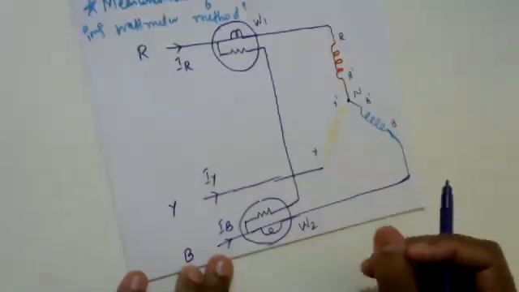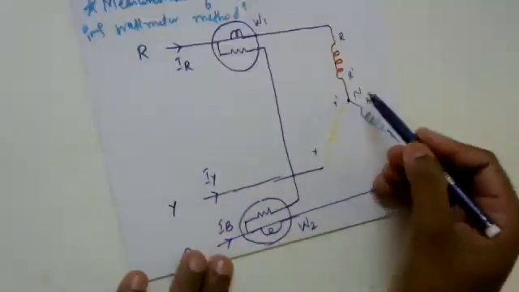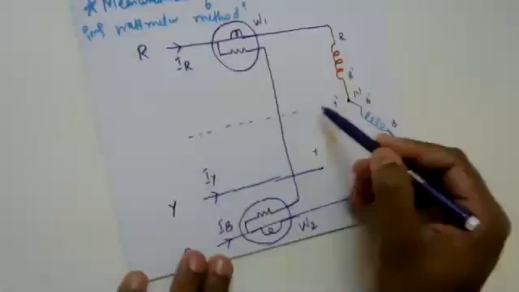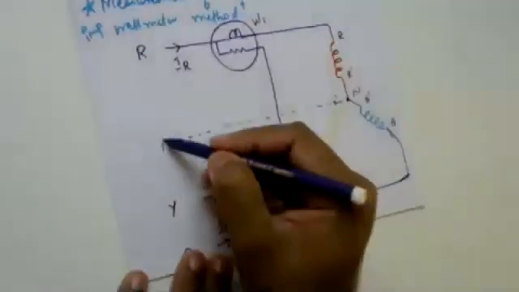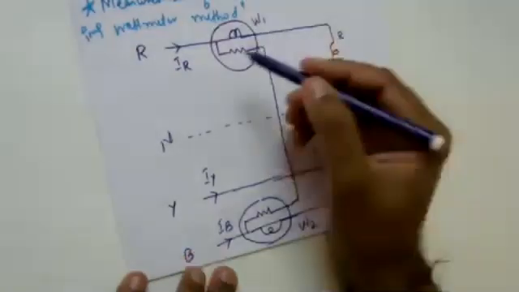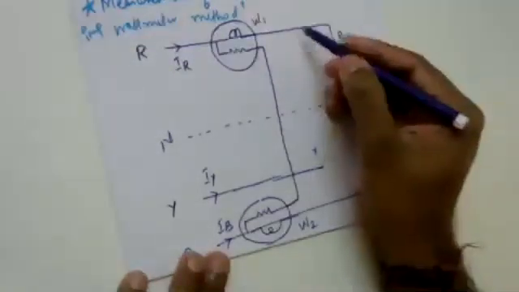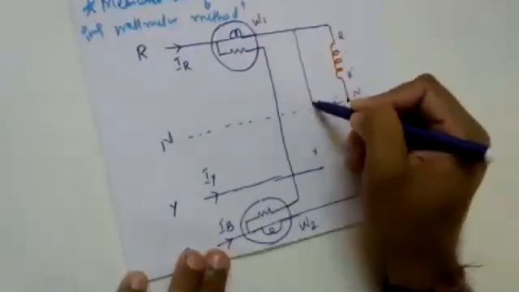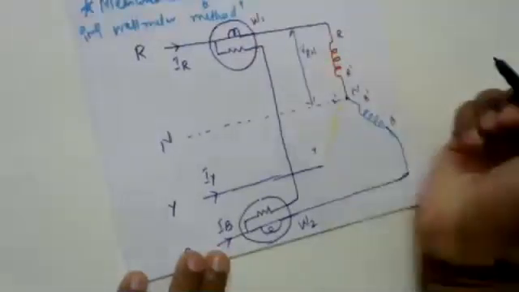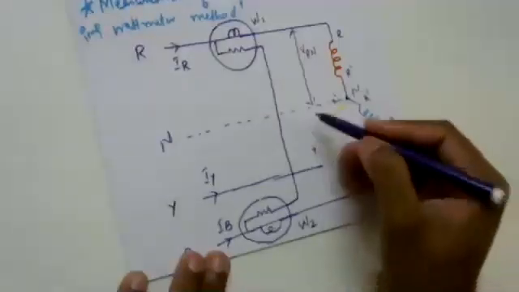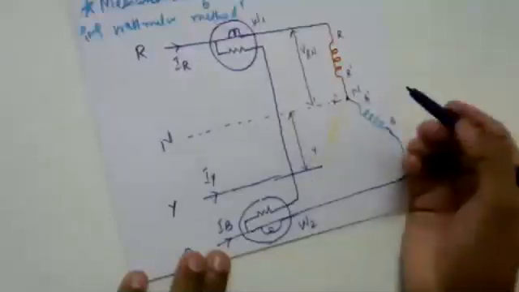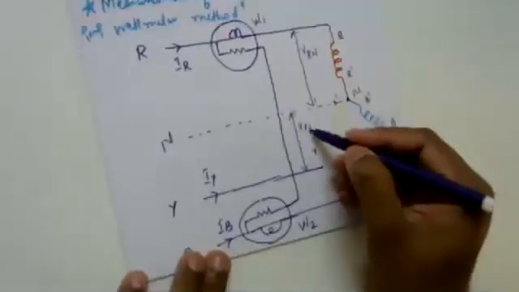Understanding? Then, if this is my neutral point, I'm just extending it. So this is my neutral point. If I measure the voltage between the R phase and neutral, then this voltage I can call as VRN. If I measure the voltage between Y phase and neutral, I'll call that voltage, let me say, VYN.